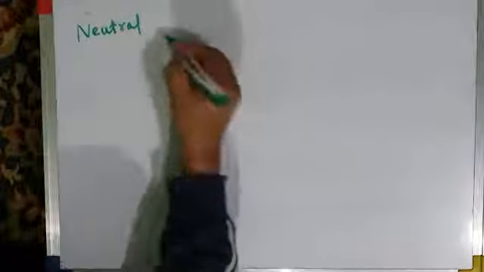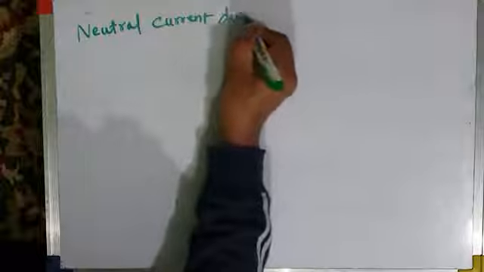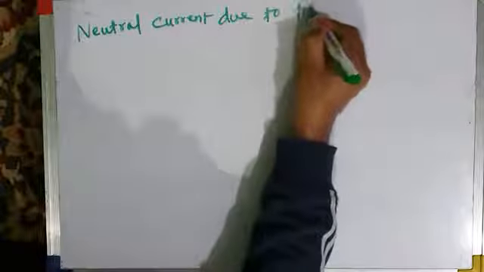Now what are we left with? We are left with triplet harmonics. Let us try to find whether in the neutral current there are triplet harmonics or not. Neutral current due to triplet harmonics.